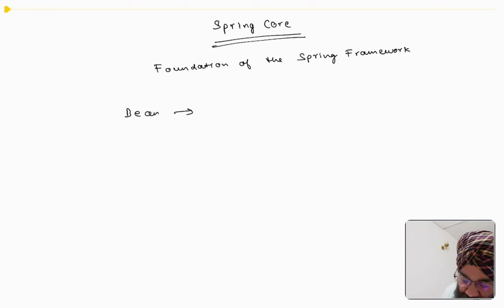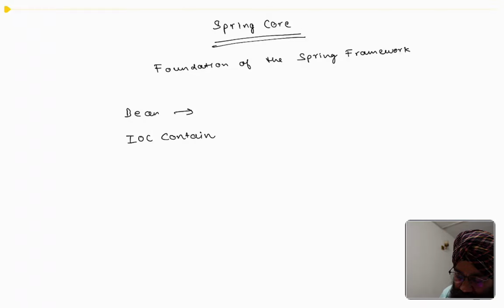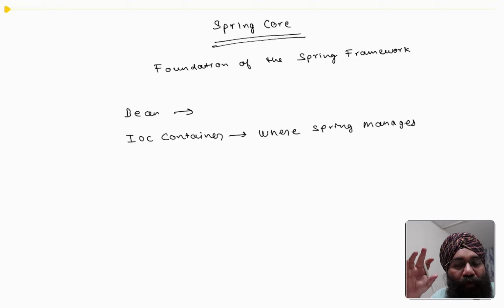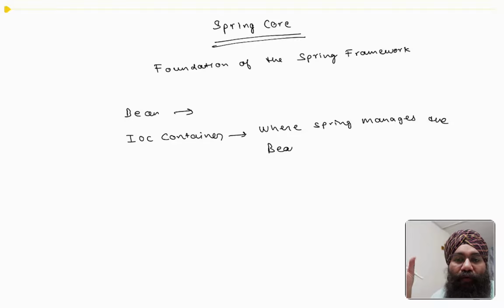Then there is the IOC container. This is what manages the beans. It keeps a record of all the active beans, what the ID of these beans is, what the name of the bean is, and what the type of this bean is. It manages all your beans in the Spring framework.